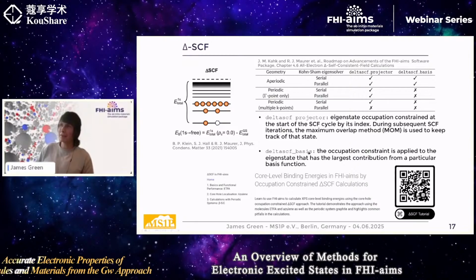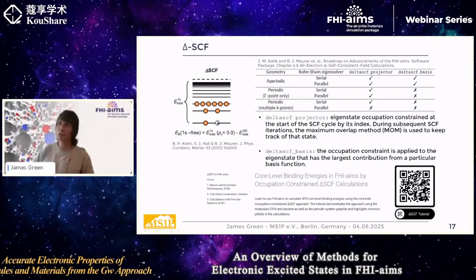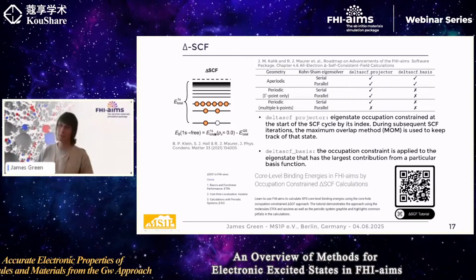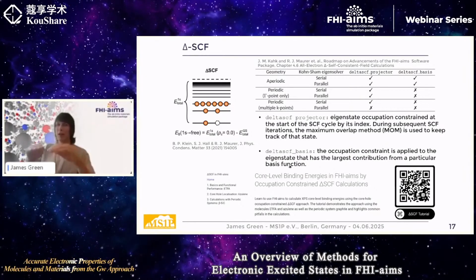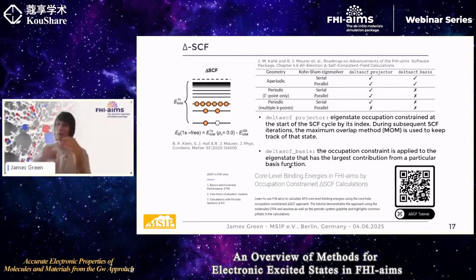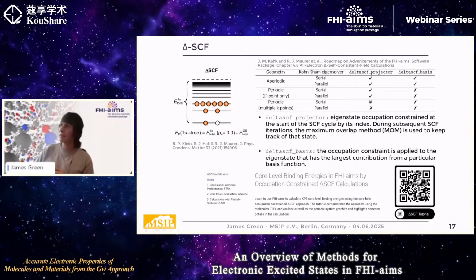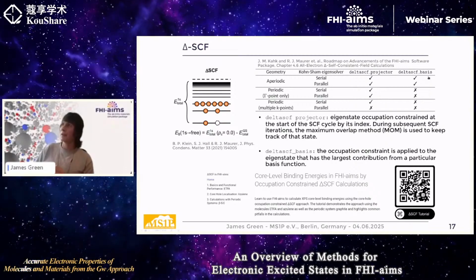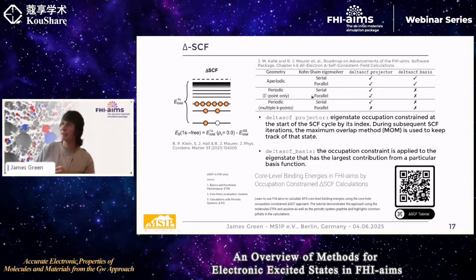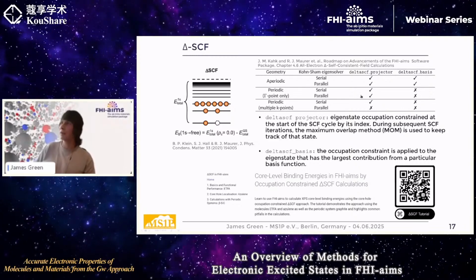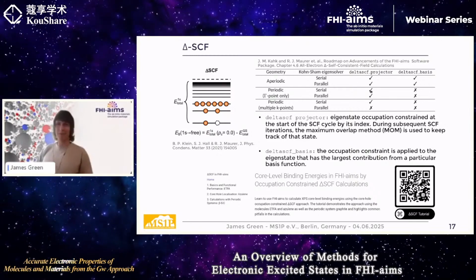The delta SCF basis just applies to a single basis function, for example, a basis function that corresponds to a 1s orbital. So this is very useful for core states, which have an eigenstate comprised essentially of one basis function. Other than that, there are different availabilities of these two methods. The delta SCF basis can only be used for molecular systems at the moment, whereas the projector can be used for periodic systems as well. Those are the main differences between the two.